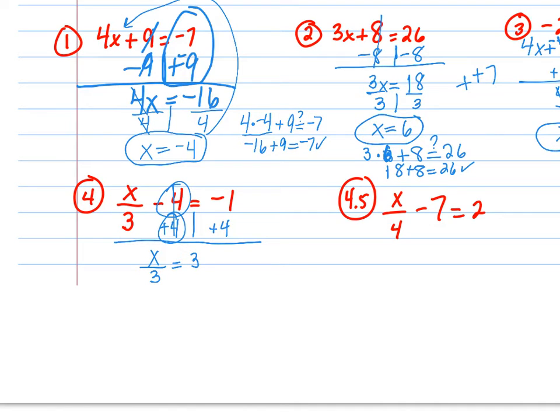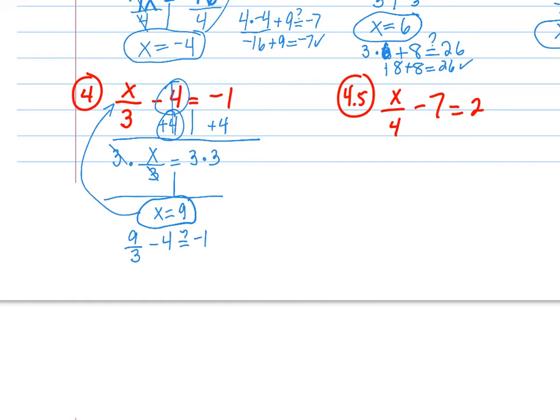Do we have x by itself yet? What are they doing to x? Dividing by 3. So we're going to multiply both sides by the same number, which is 3. These 3's cancel, leaving me with x is equal to 9. And remember, you guys, these problems are going to be just as hard. 9 divided by 3 is minus 4. Is that negative 1? Is it? Yep.